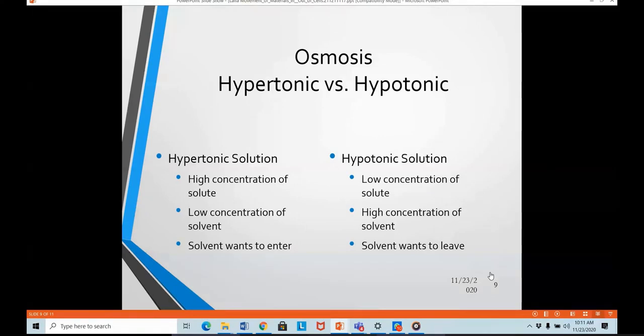So in osmosis, we have two kinds of solutions, the hypotonic solution and the hypertonic solution. The hypotonic solution has low solute and high water potential. And then the hypertonic, which is high solute and low water potential.